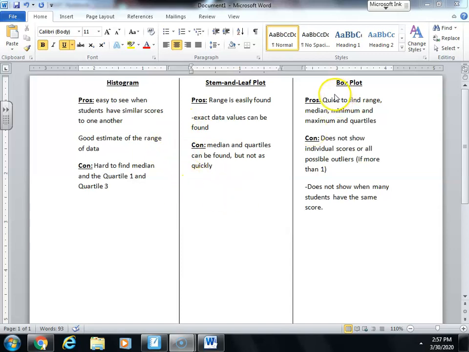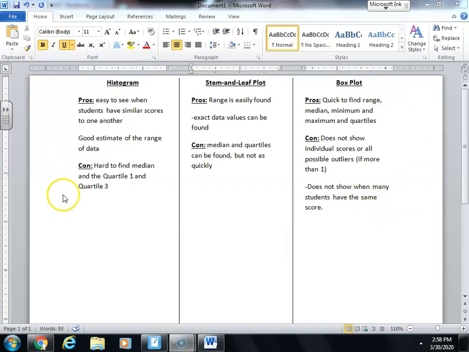So the box and whisker plot, the pros would be that it's quick to find the range, the median, the minimums, the maximums, and the lower and upper quartiles, because those are your 5 vertical lines on your box plot. A con or disadvantage is it does not show individual scores or all the possible outliers, in this case if there's more than one, meaning something other than the minimum and the maximum value. It also does not show when many students have the same score.